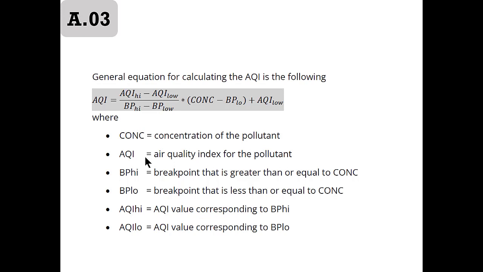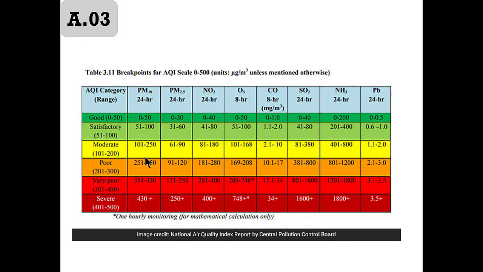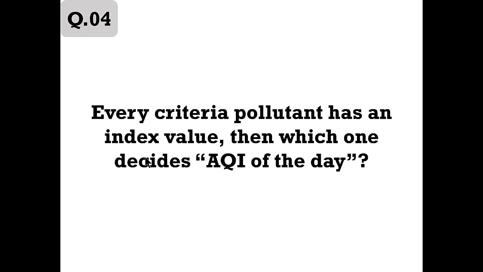It can be easily translated into Excel, and the example that is associated is linked in the video and also in the working paper. It can be easily adapted to any other country's air quality index calculations. So every criteria pollutant has an index value, as you saw in the calculator. Then which one decides the AQI of the day?